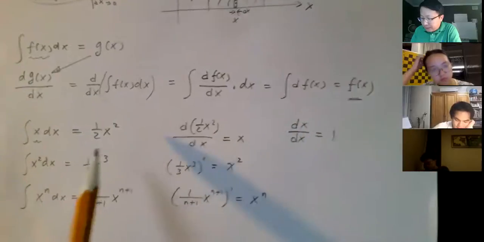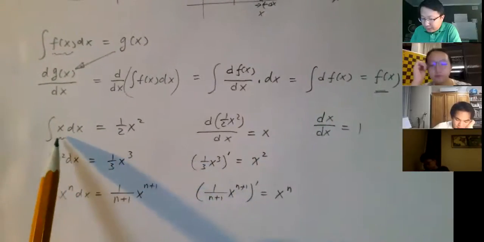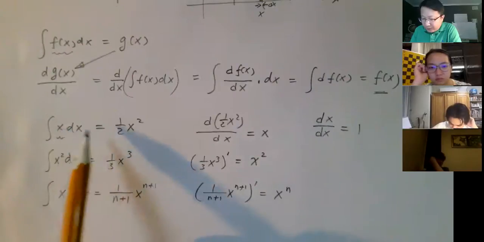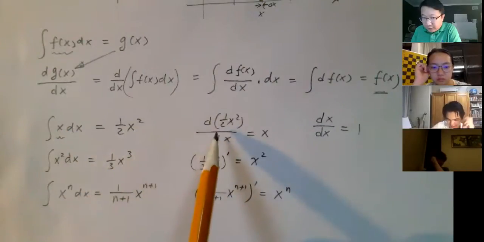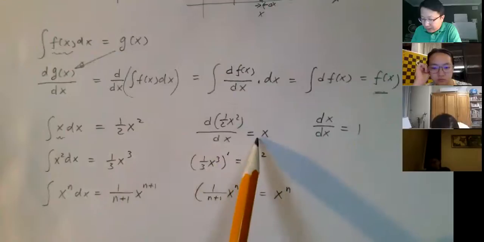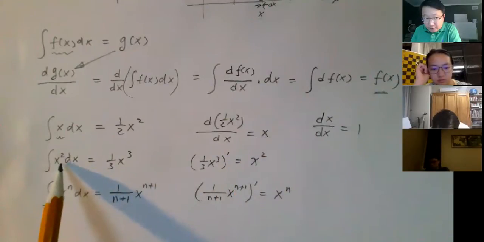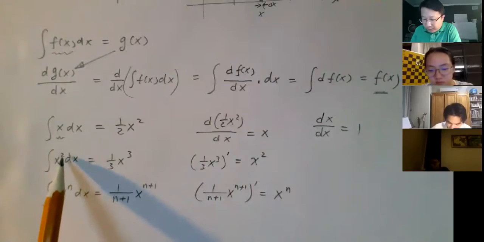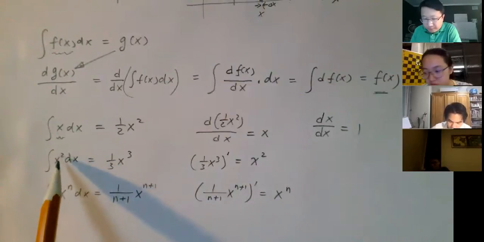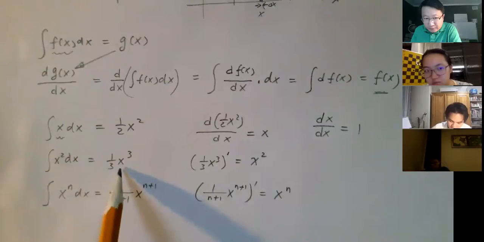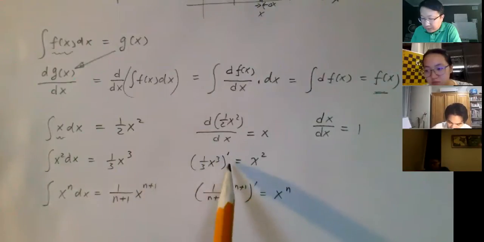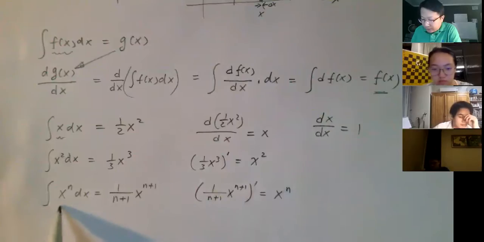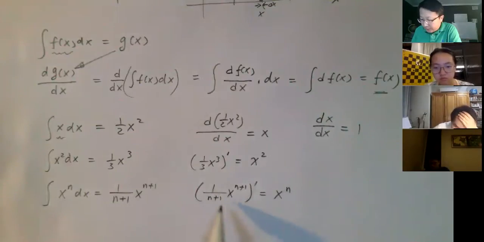Okay. So this way, basically, you can see that the integral of the simple function x is 1/2 x squared, because this guy's derivative is x. And the integral of x squared is 1/3 x cubed, because this guy's derivative is x squared. Okay, so this is general for all the power cases.